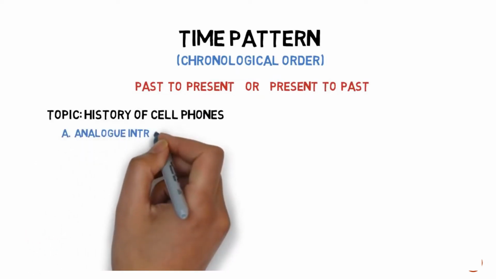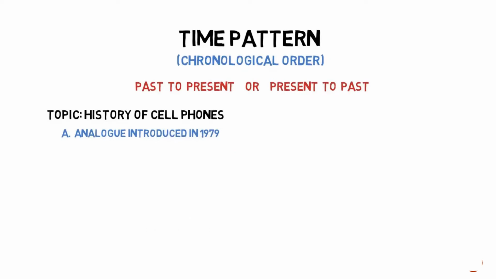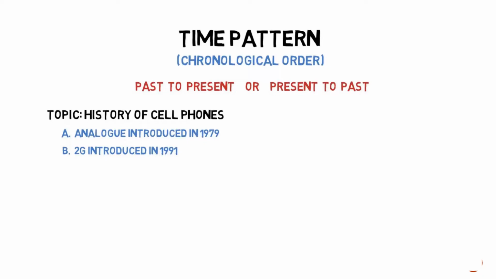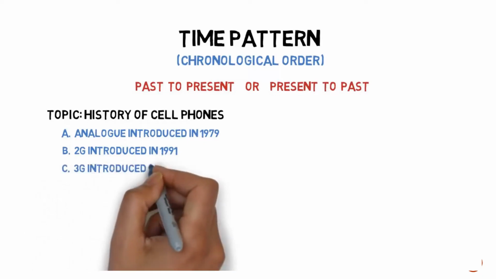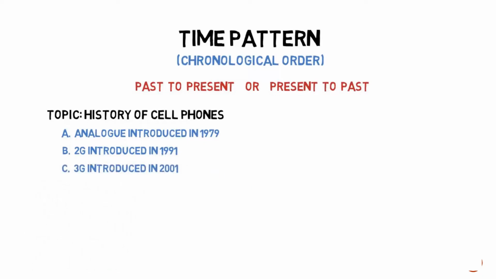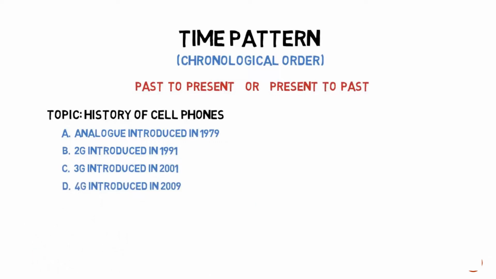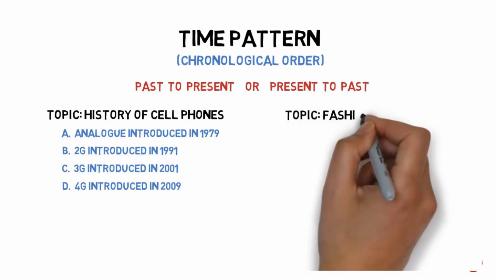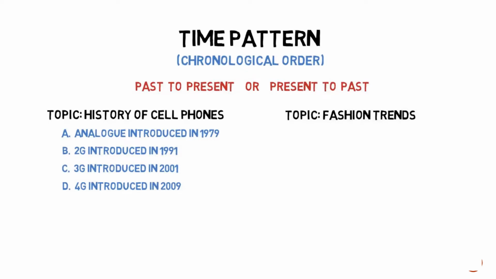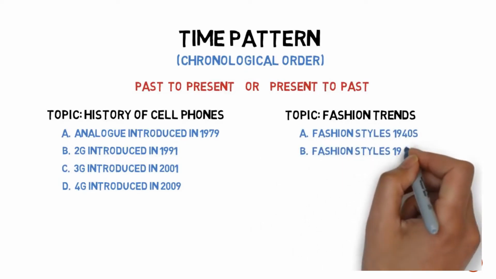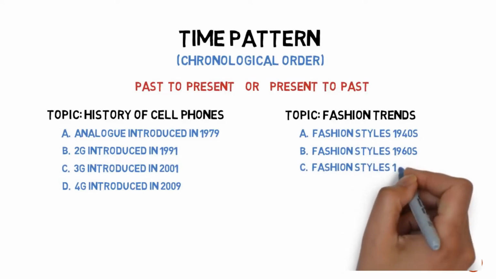The first analog handheld phone was introduced in 1979. 2G digital cellular phones were introduced in 1991. 3G digital broadband cellular phones were introduced in 2011. And 4G native Internet Protocol cellular phones were introduced in 2009. The arrangement of main points for a speech on fashion trends in the 20th century might be arranged like this. Fashion styles from the 1940s, fashion styles from the 1960s, and fashion styles from the 1980s.